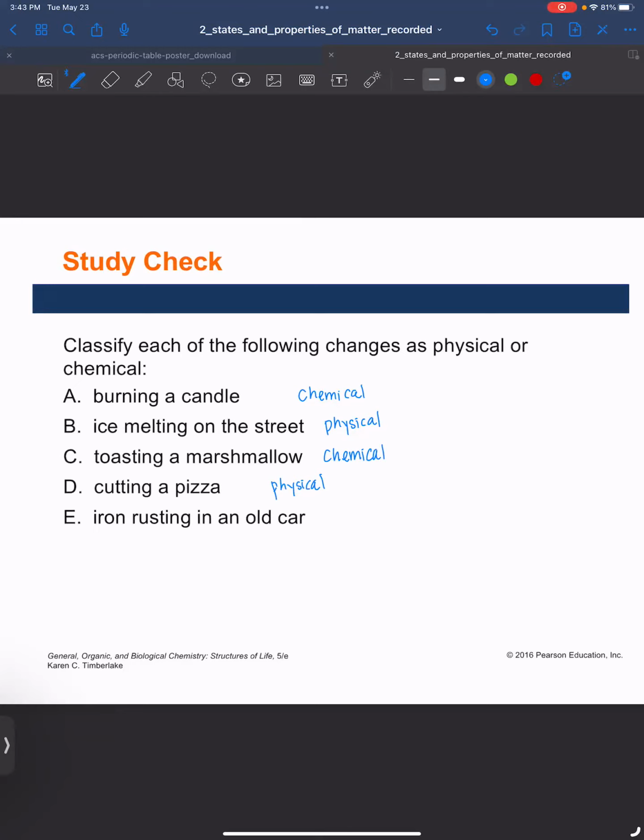And what about iron rusting in an old car? Good, now I'm hoping you're hearing the word rust and understanding that that's actually a chemical change. That's the iron metal reacting with oxygen in the air to form iron oxide, which in the end is rust.